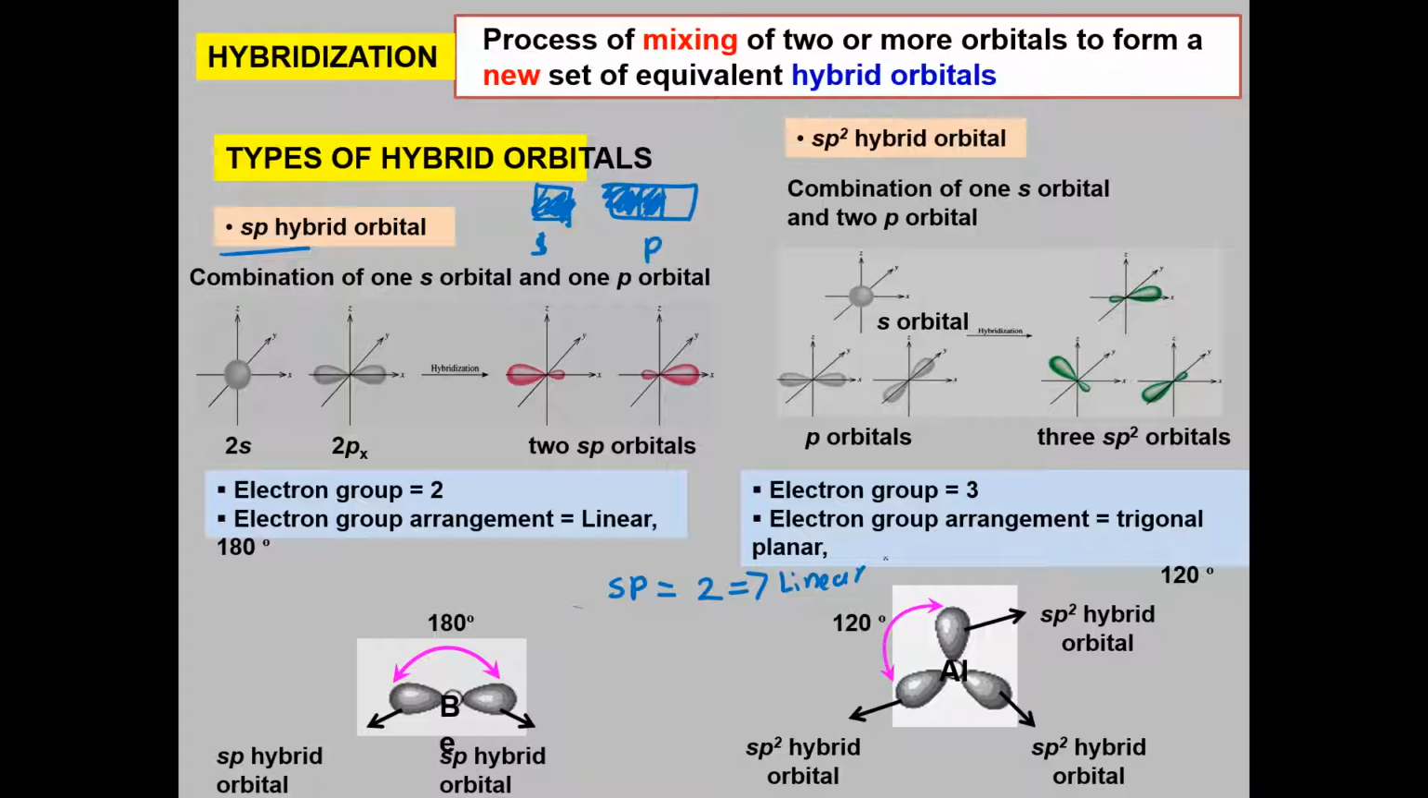So kita ada 2. Kalau dia adalah SP2, which is dia ada 1 S, ada 2 P, dia 3, dia adalah bentuk trigonal planar. While kalau it is SP3, so dia ada 1S, dia ada 3P, dia akan bentuk macam tetrahedral. Tetrahedral. That's why kalau you guys tengok tadi, CH4 is shaped as tetrahedral. Okay.